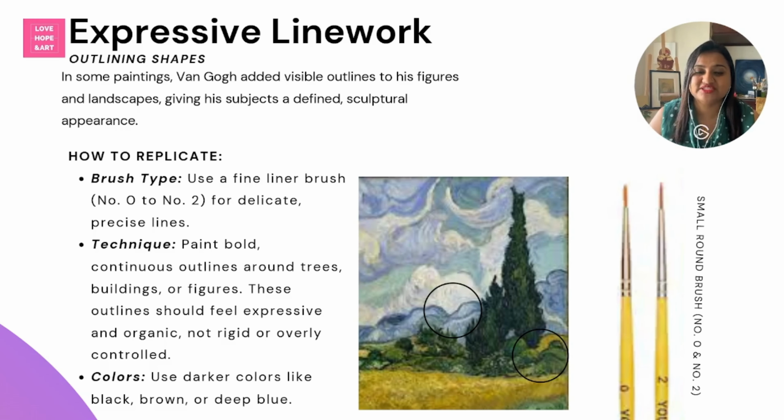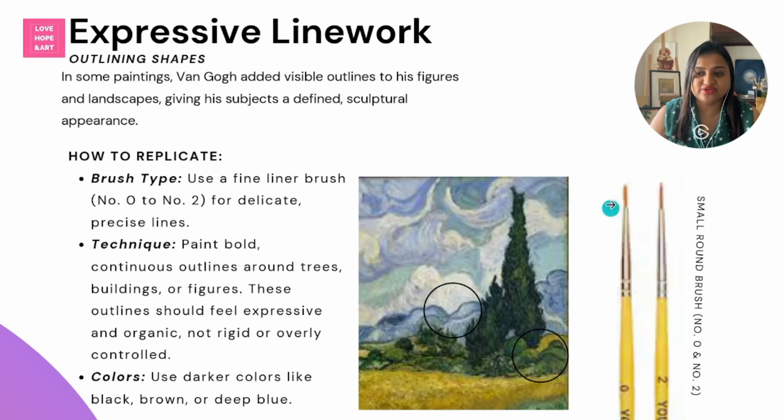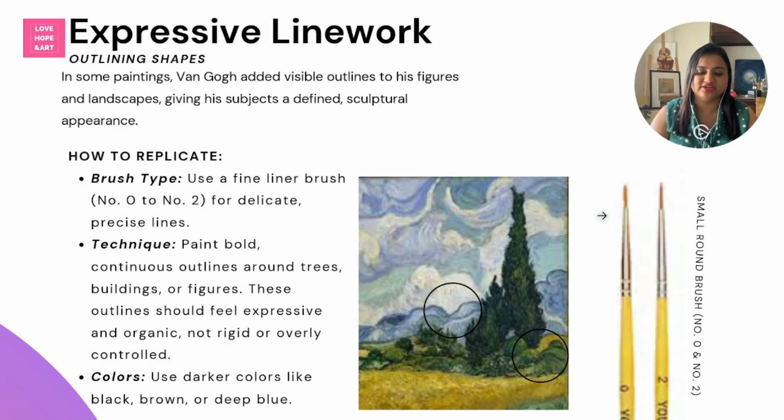Going on to the expressive line work, it is mainly to outline the shapes. So in some of Van Gogh's paintings, he added visible outlines to his figures and landscapes, giving his subject a defined structural appearance. So here we can see the lines. Now how can we replicate this? You can use finer brushes for delicate, precise lines. You can paint bold, continuous outlines around the trees or buildings or figures. These outlines should feel expressive and organic, not rigid or overly controlled. Now the colors, you can use darker colors like blacks, browns and deeper blues.